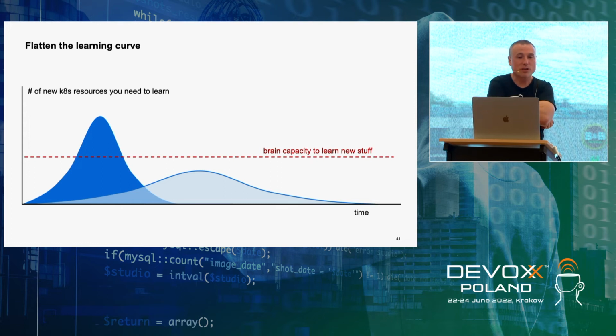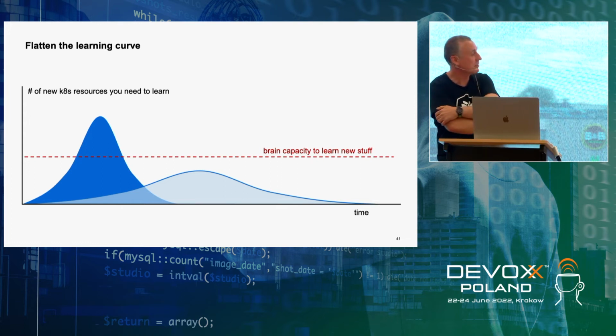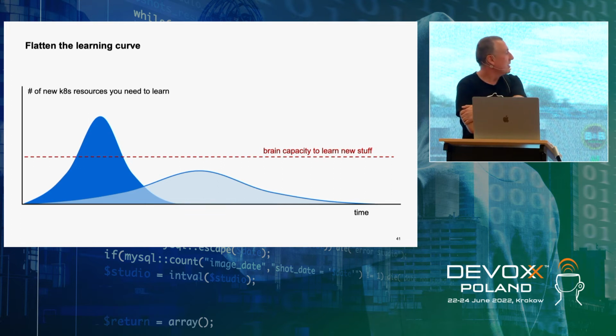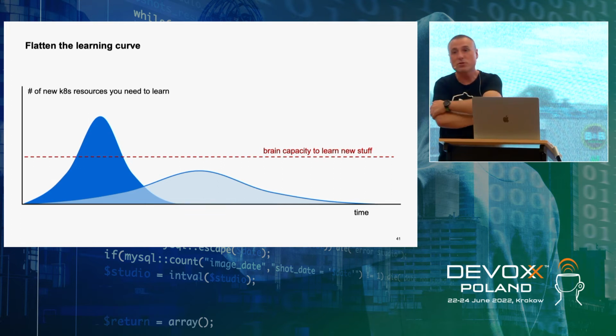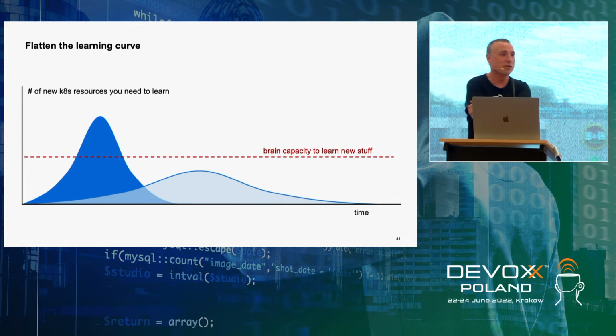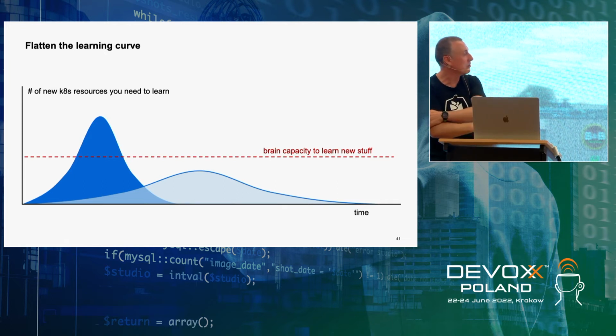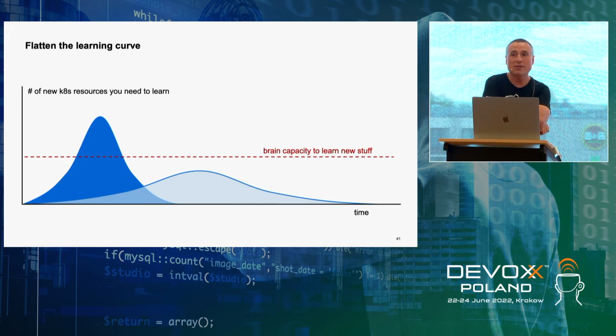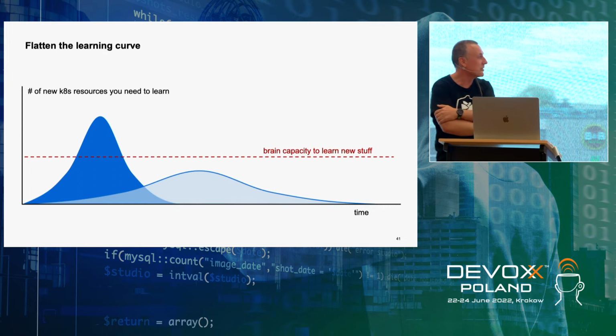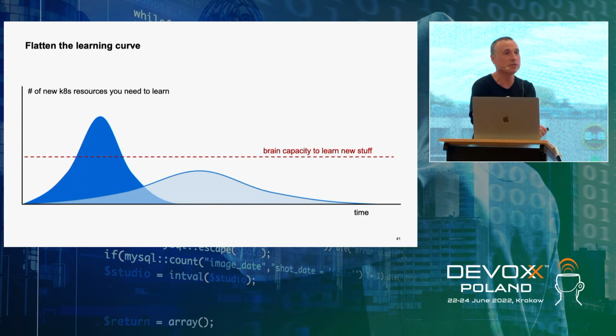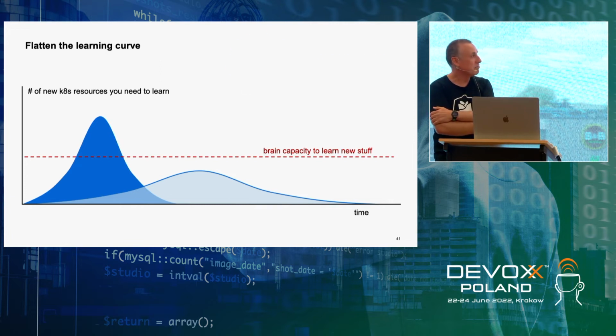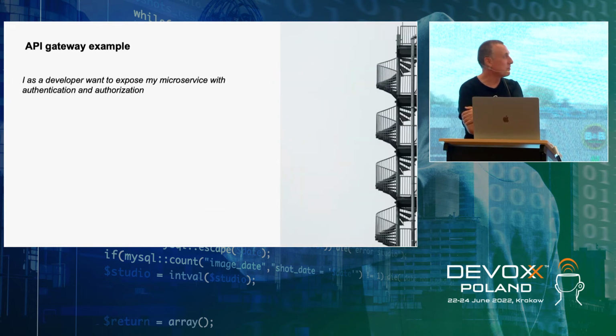So what is actually our goal? This is the popular flatten the curve image, but this time a little bit different. This is the number of resources you need to learn from Kubernetes at the beginning. And our goal with Kyma and Gardener is to flatten the curve, so that you are a little bit faster, you can start doing something, and you do not exceed your brain capacity with the new stuff. That's our promise. That's how we want to solve the problem with this learning.